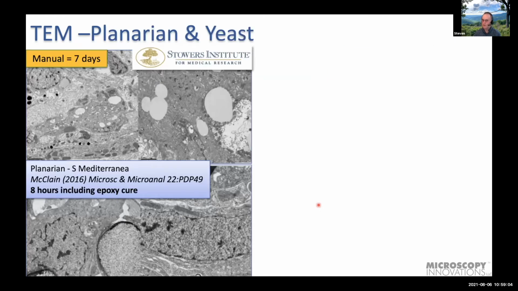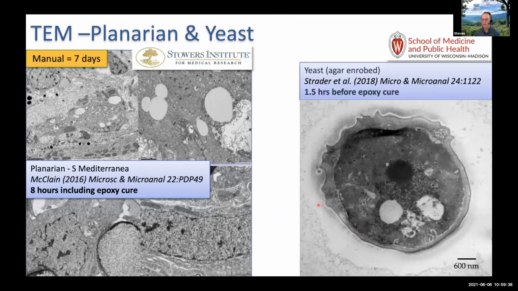So the first published demonstration of rapid tissue preparation with the ASP was by Melania McLean at the Stowers Institute for Medical Research. She wanted to accelerate the slow 7-day manual protocol they used to prepare planarian flatworms. In this study, she sped this week-long protocol by employing extremely fast ASP agitation to create an 8-hour protocol, which actually included fast epoxy curing, and as shown here, achieved comparable results with the 7-day protocol. Another application of a non-mammalian specimen is shown here of yeast, which was agar enrobed following glutaraldehyde fixation and pelleting, then placed into the capsules and subsequently processed using the ASP in 1½ hours before resin curing.